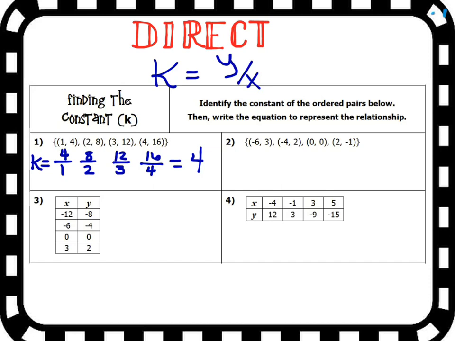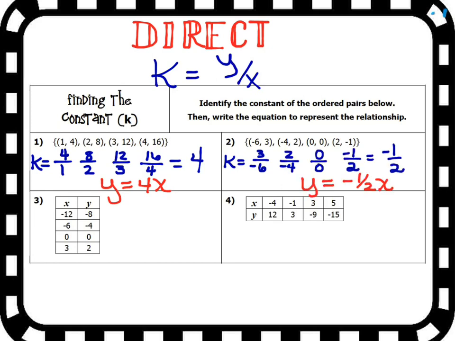Number 2 is done the same way. Let me back up. What I'm going to do with that number 4 is replace it back into the template for the direct variation, y equals kx. I'm going to take out k and put in the 4. So that's the second part of this question, which is to write the equation. Okay, so on to number 2. I'm going to run through these real quick. Put y over x each time, and you get negative 1/2.